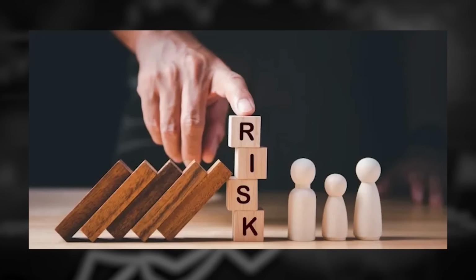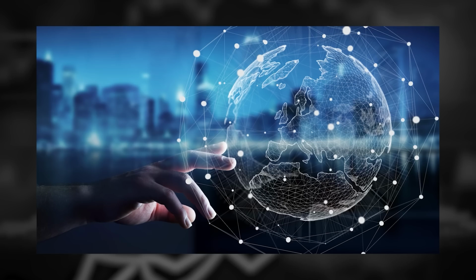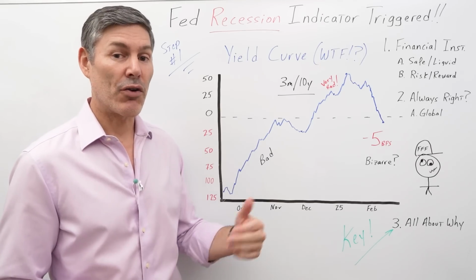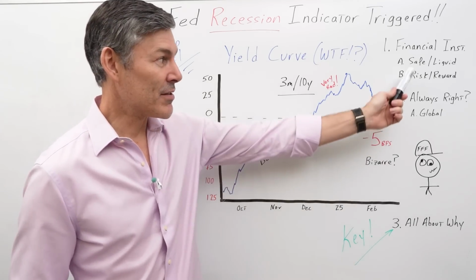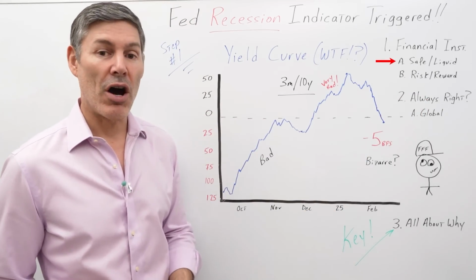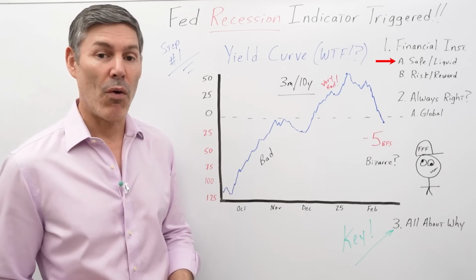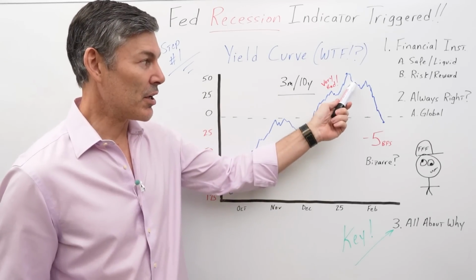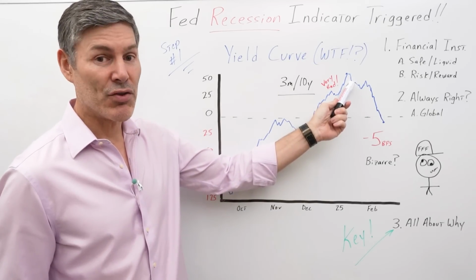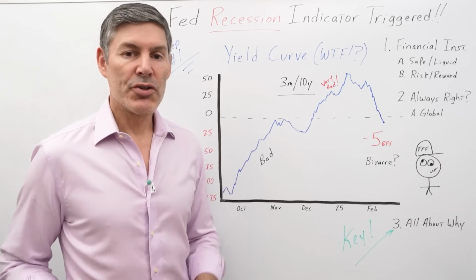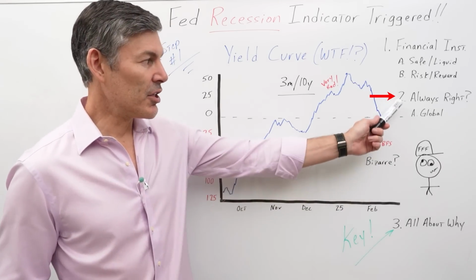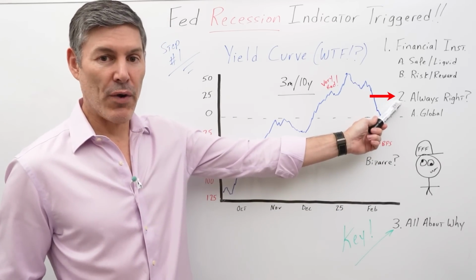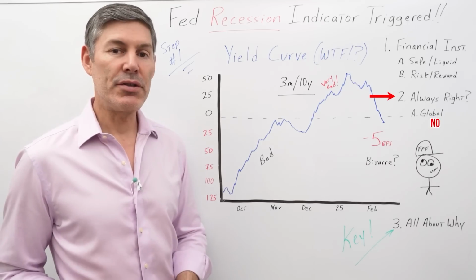As the perceived risk in the global economy increases, there is a greater desire to have safe and liquid assets on your balance sheet, and therefore you're going to buy things like the 10-year Treasury, which brings the yield and interest rate down. So the next question becomes, is the yield curve always right? And the answer is no.